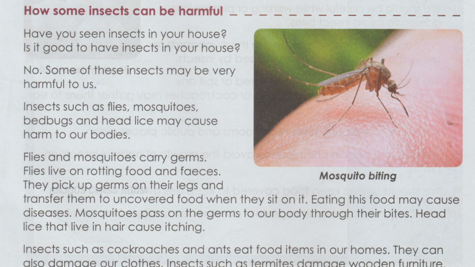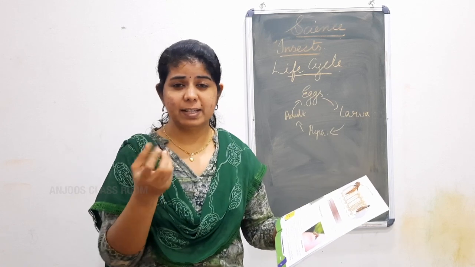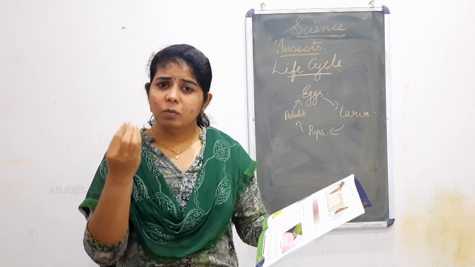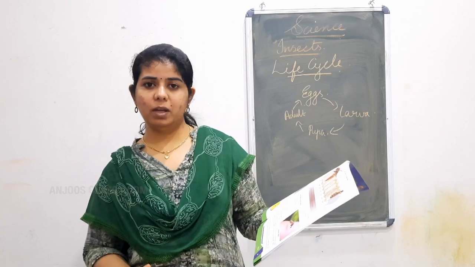Flies and mosquitoes carry germs. Flies live on rotting food and feces, and on food which is getting spoiled, they will be on it, and what happens, the germs will be entering their body.